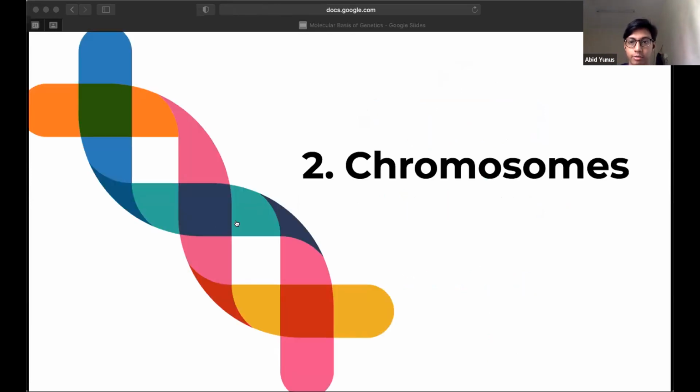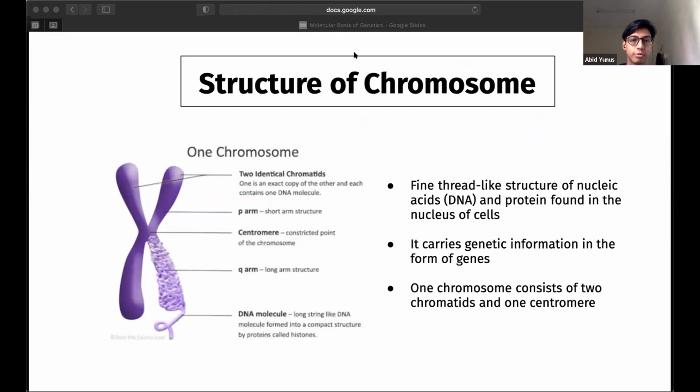Okay, next, chromosomes. Chromosomes are fine thread-like structures of nucleic acids, DNA, and protein found in the nucleus of the cells. They carry genetic information in the form of genes, and one chromosome consists of 2 chromatids and 1 centromere. If you look at the picture, you can see that one chromosome has 2 identical chromatids. One is an exact copy of the other, and each contains 1 DNA molecule.